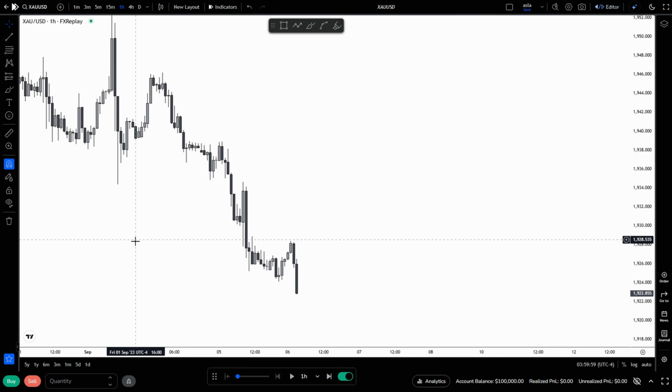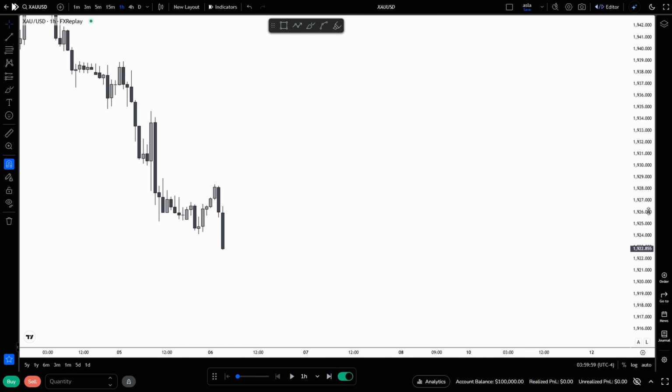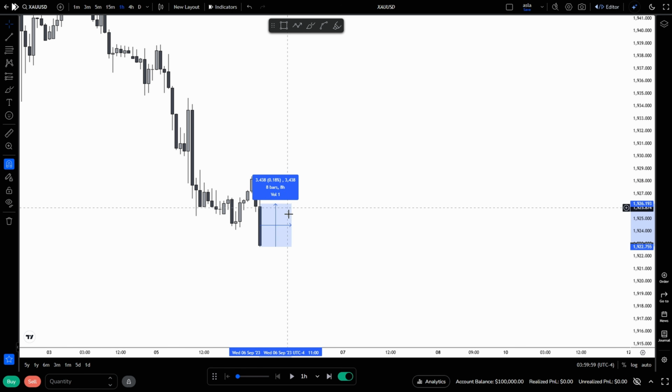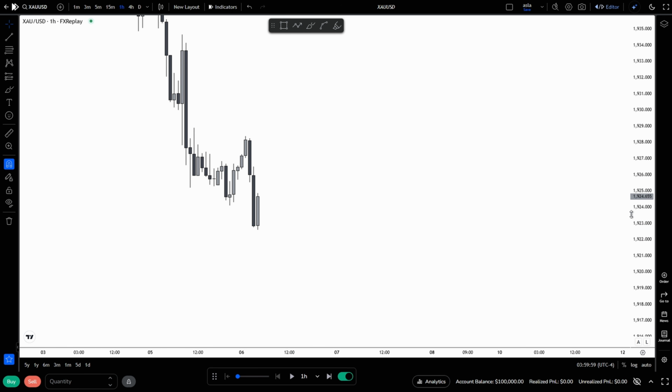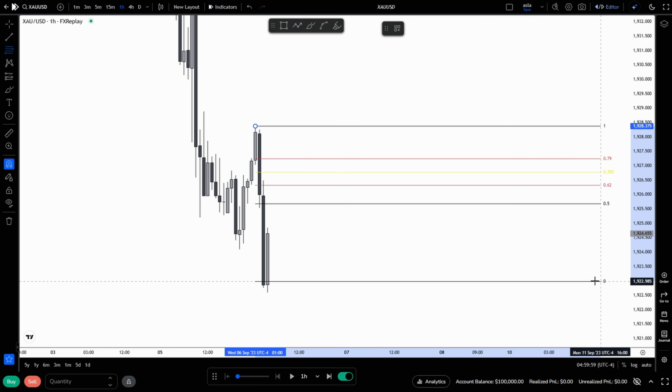Now let's look at a top-down example of how I would actually use this in real trading. In this case, we are looking at gold on the hourly chart. The first thing I notice is that we have a clear displacement to the downside. Whenever I see displacement like this, the first thing I do is mark out the displacement range and start watching that range for a potential optimal trade entry, or OTE.